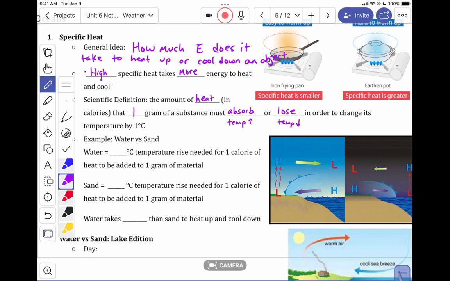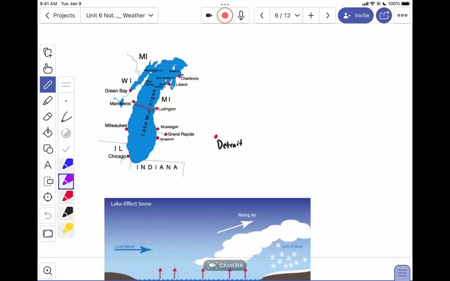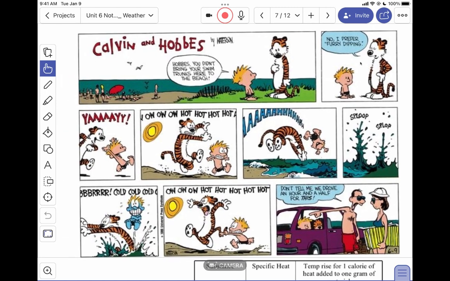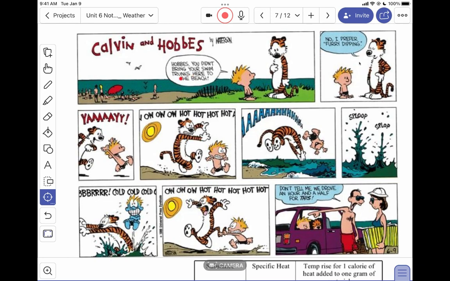An example of that is water and sand. I'm going to flip ahead to this here. Maybe this has been your experience. I know I've had it before. It says, Hobbes, you didn't bring your swim trunks here to the beach. No, I prefer furry dipping. If you haven't read Calvin and Hobbes, Calvin is a young boy who's crazy into mischief, and Hobbes is his pet tiger, his stuffed tiger, who he sees as alive. They go to the beach with their parents, and they're running for the beach, get to the sand, ow, ow, ow, ow. That sand is super hot. They dive into the water, and the water's cold, and they run. Don't tell me we drove an hour and a half for this. So they want to go home already.